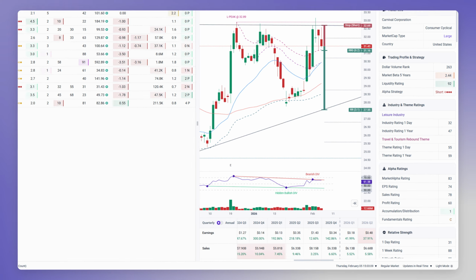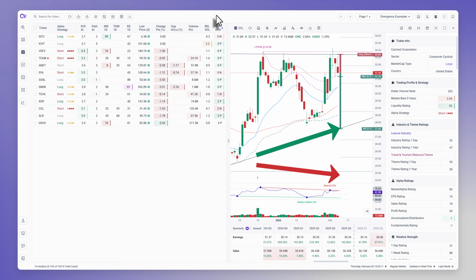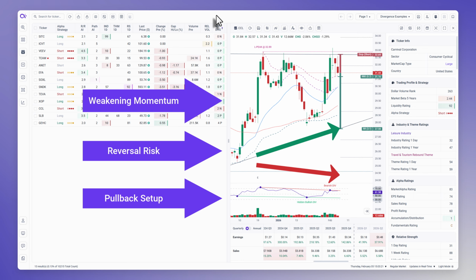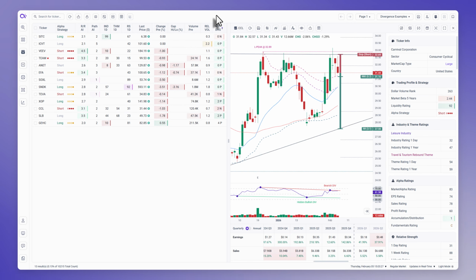A divergence forms when price moves one way and RSI moves the other. That mismatch can be an early clue that momentum is weakening, reversal risk is building, or that a pullback is setting up continuation before it's obvious on the chart. Divergence lines can also be used to identify support and resistance areas for the price action on the RSI chart.